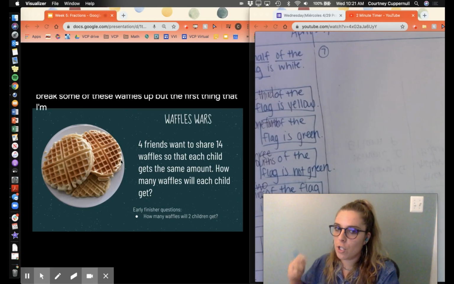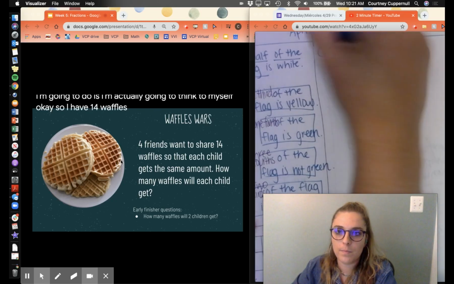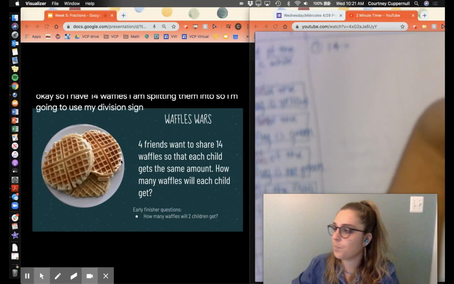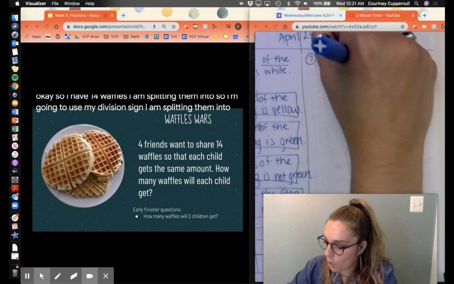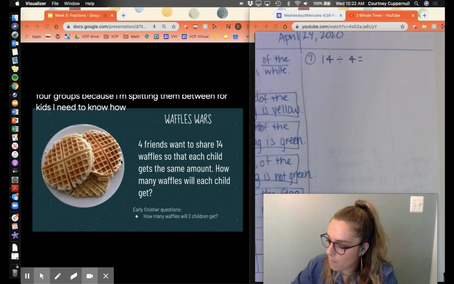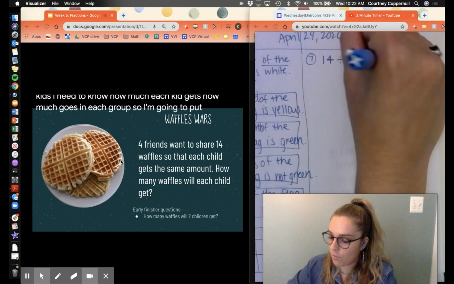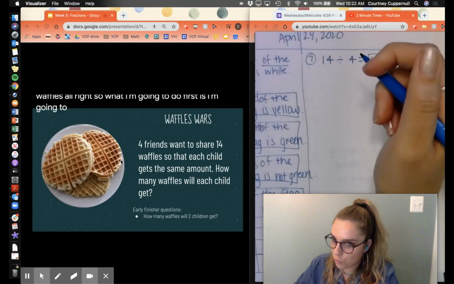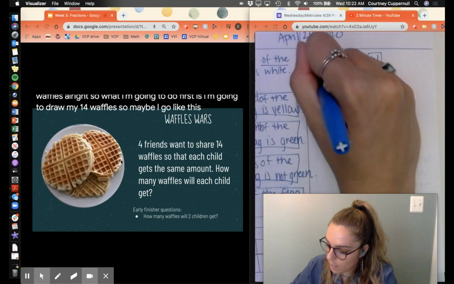But the first thing that I'm going to do is I'm actually going to think to myself, okay, so I have 14 waffles. It's my total. I am splitting them into, so I'm going to use my division sign. I am splitting them into 4 groups because I'm splitting them between 4 kids. I need to know how much each kid gets, how much goes in each group. So I'm going to put a W for waffles. All right. So what I'm going to do first is I'm going to draw my 14 waffles. So maybe I go like this, right?